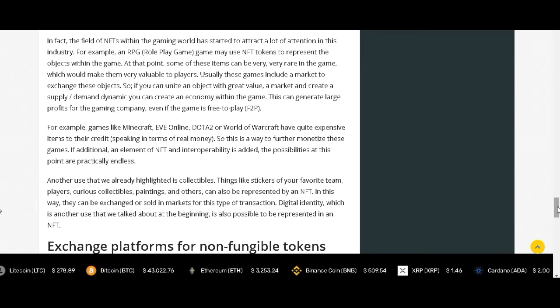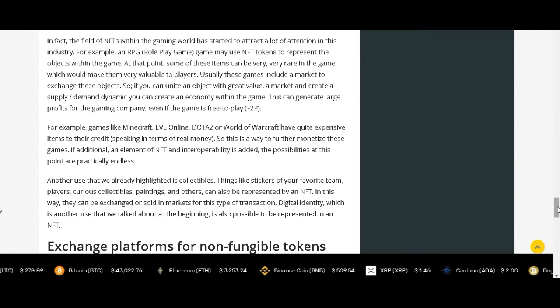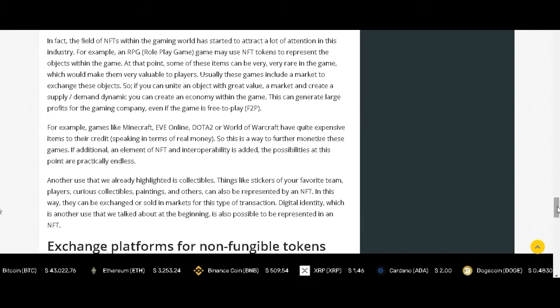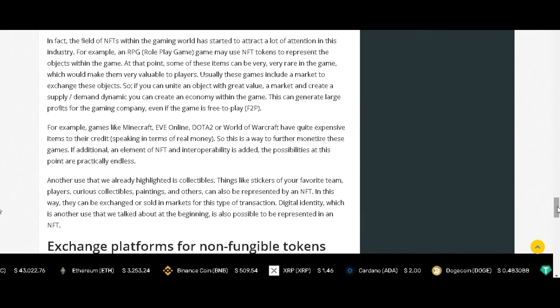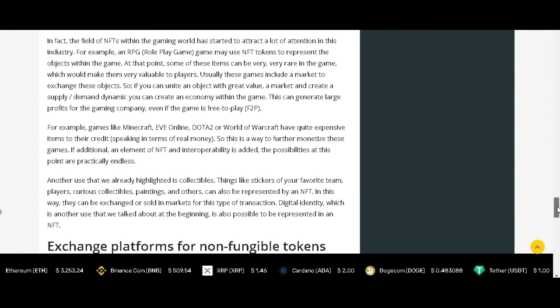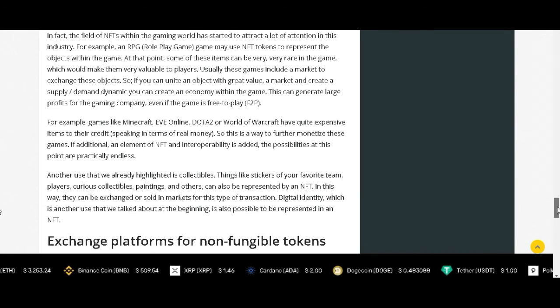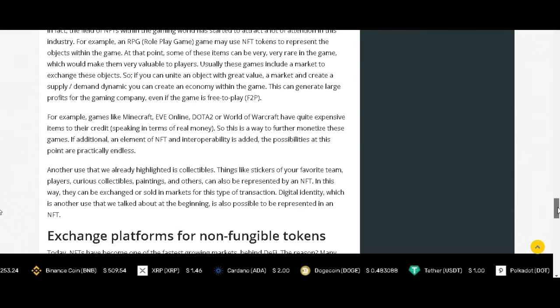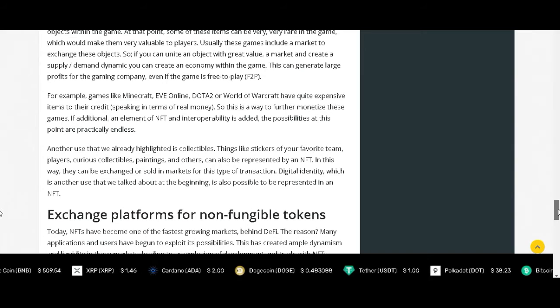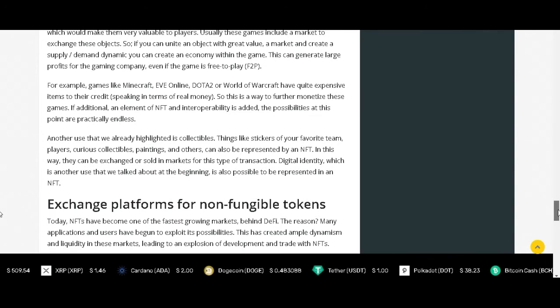For example, games like Minecraft, EVE Online, Dota 2 or World of Warcraft have quite expensive items to their credit, speaking in terms of real money. So this is a way to further monetize these games. If an element of NFT and interoperability is added, the possibilities at this point are practically endless.